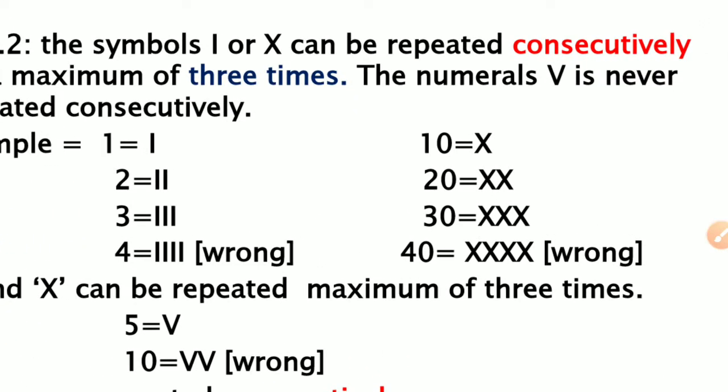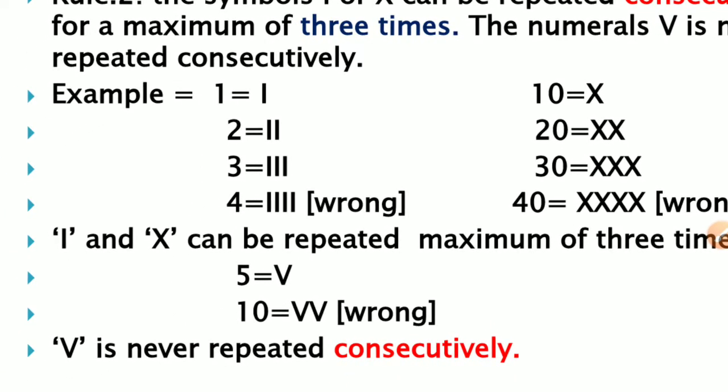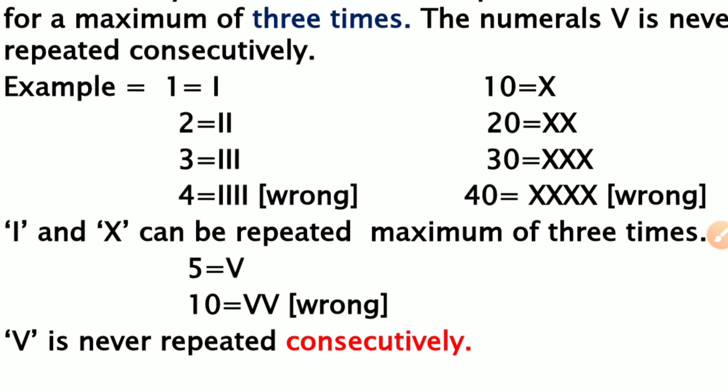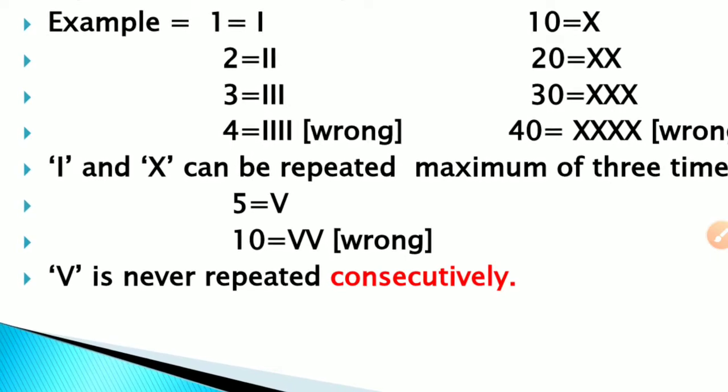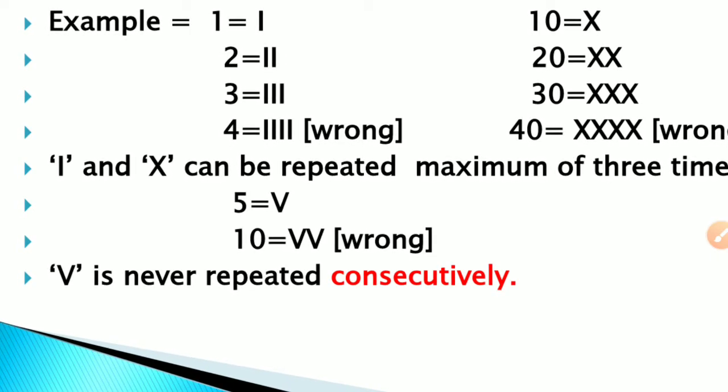Next example, 10. The value of X is 10. For 20, X 2 times. For 30, X 3 times. But for 40, X 4 times? No, it's wrong. Again, I and X can be repeated a maximum of 3 times. Now for 5, we will write V. For 10, we will write V 2 times? No, wrong. Again, for 10, we will not write V 2 times because V is never repeated consecutively.